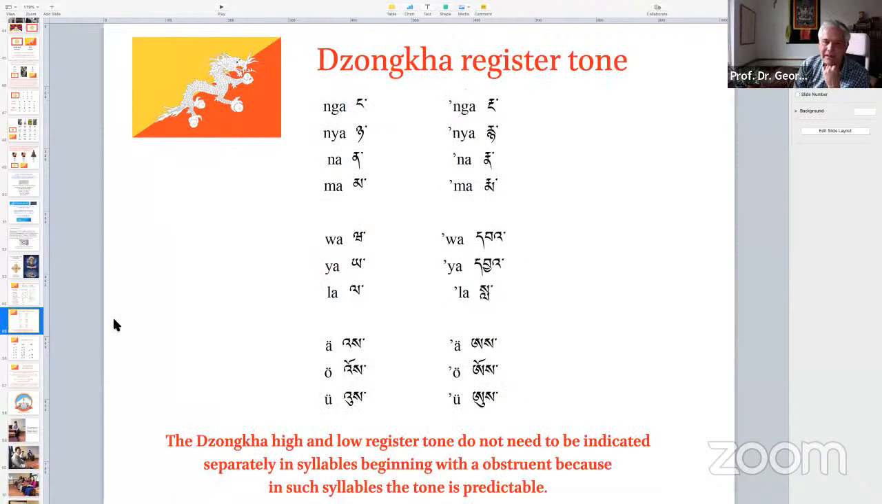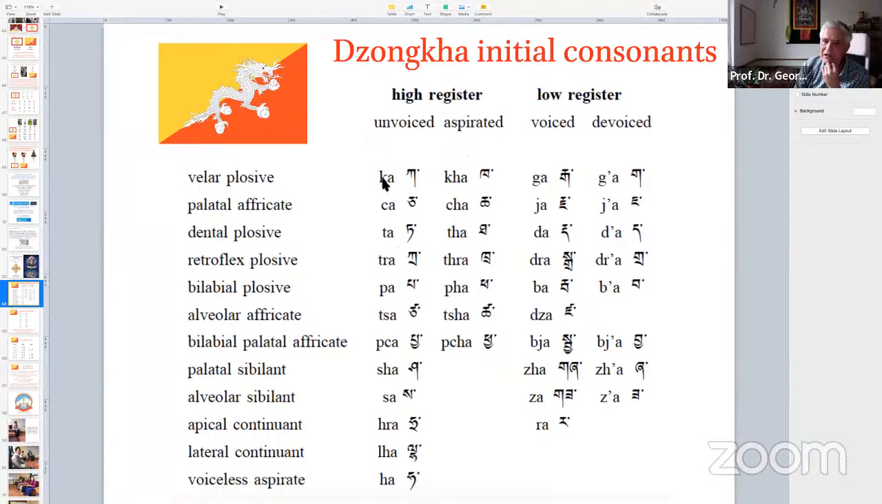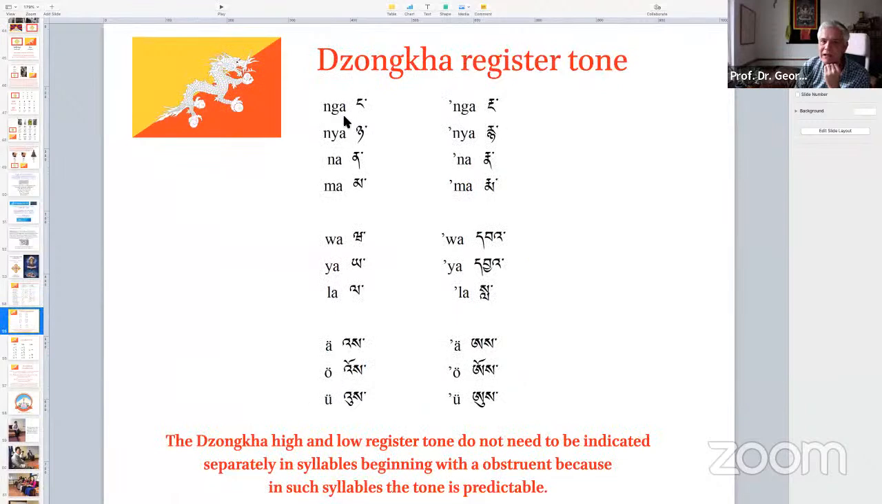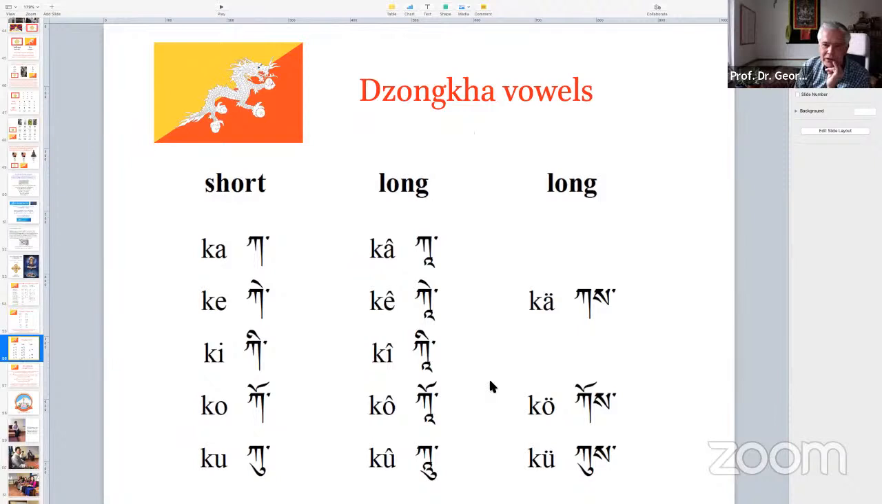You can have certain sounds. If you look here, certain sounds, voiceless sounds are naturally in low register, high register, and voiced and devoiced sounds are naturally in high register, but certain sounds, these sounds can be in either high or low register. So syllables beginning with these two sounds can be either in high or low register. Also, you can have long and short vowels, and you can have umlauted vowels.